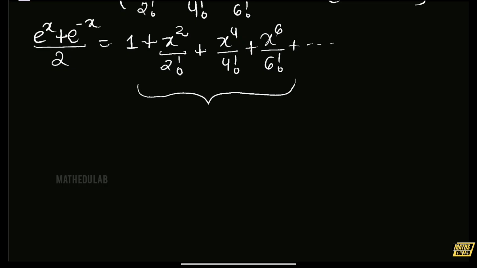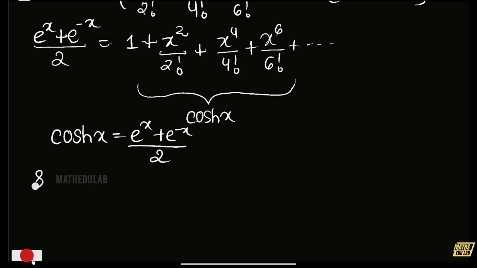As in the Taylor series, we get the cos x value with plus and minus signs alternating, but here in the hyperbolic functions we get the cos hyperbolic x value as 1 plus x square by 2 factorial plus x to the power of 4 by 4 factorial, and so on. So we can write the formula for cos hyperbolic x as e to the power of x plus e to the power of minus x by 2.